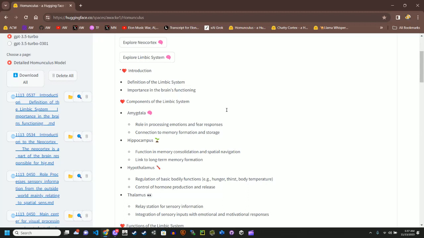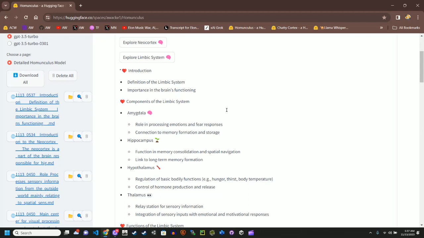Connection to memory formation and storage. Hippocampus: function in memory consolidation and spatial navigation. Link to long-term memory formation. Hypothalamus: regulation of basic bodily functions, for example hunger, thirst, and body temperature. Control of hormone production and release.